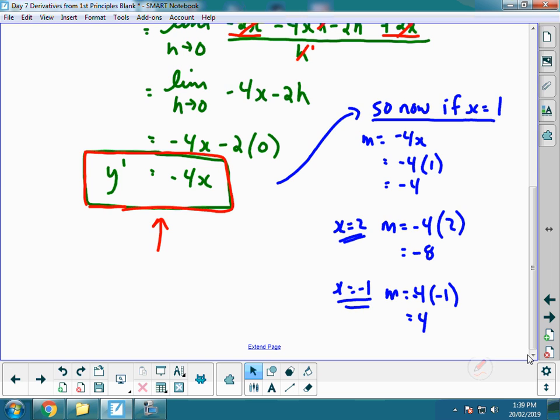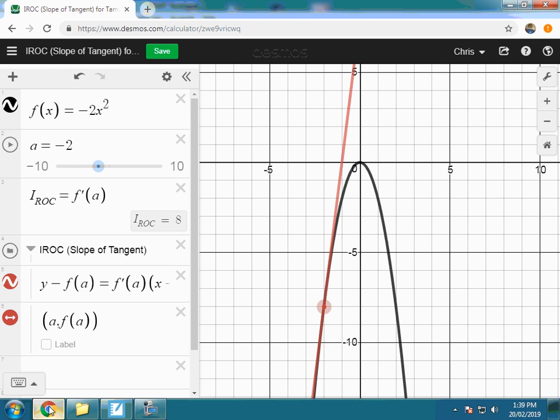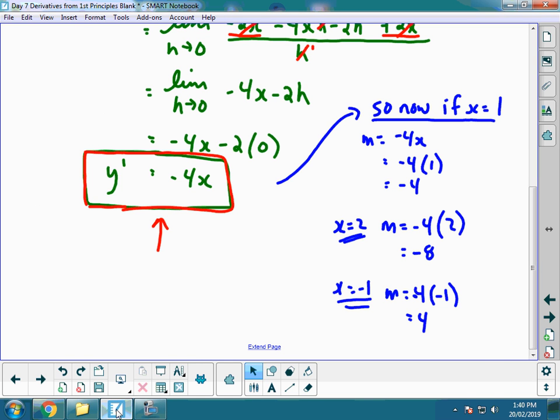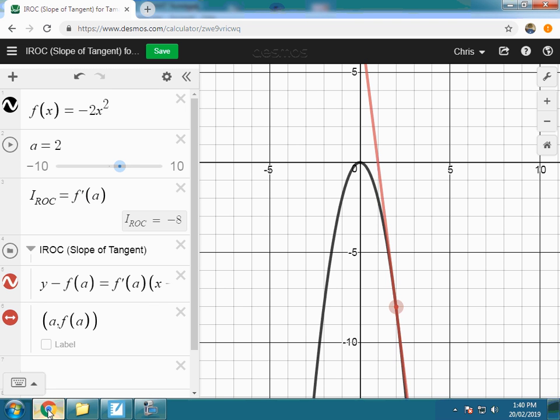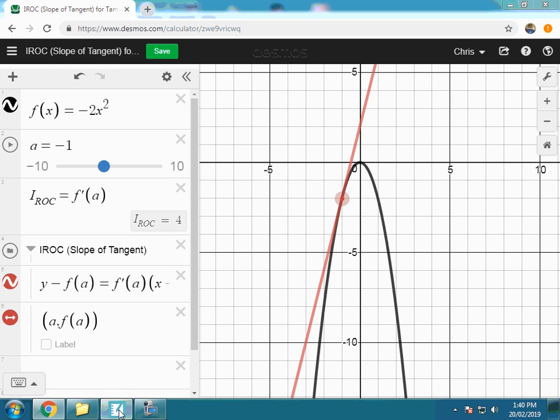I can even verify it on Desmos. I can go over here, negative 2. Look, the slope is 8. Oh, sorry, I did positive 2, didn't I? Positive 2, the derivative is negative 8, or the slope is negative 8. There it is, right there. X equals negative 1, the slope should be 4. Let's confirm it on Desmos. X equals negative 1, and the derivative is 4. Any slope can be found now that I've found the derivative.